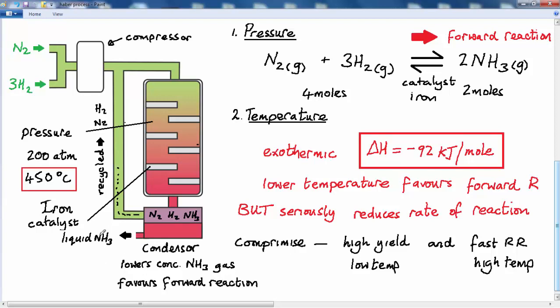Now with regard to the uses of ammonia, ammonia has a number of very important industrial uses. We'll look at that in the section on industrial chemistry.